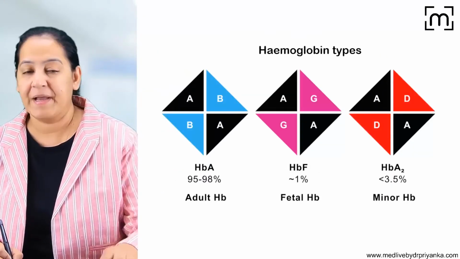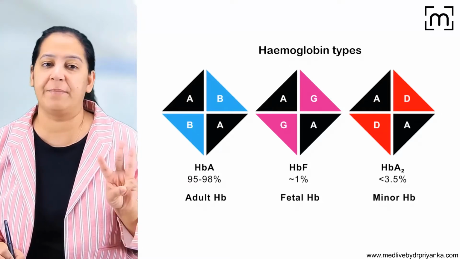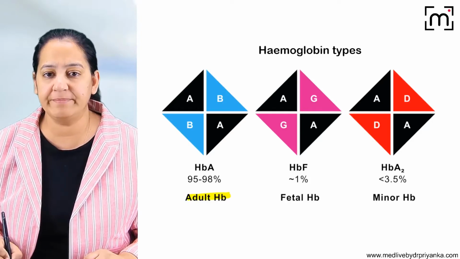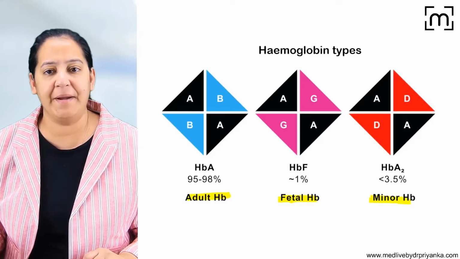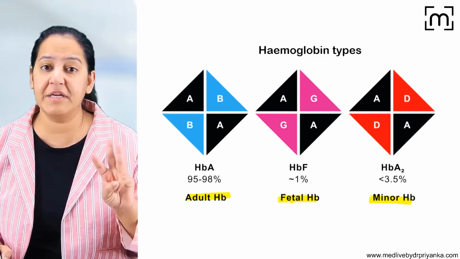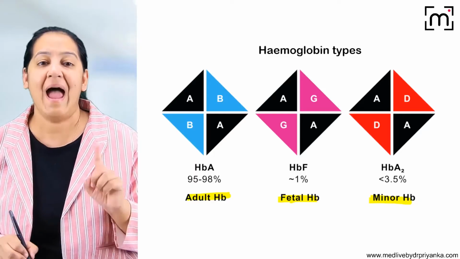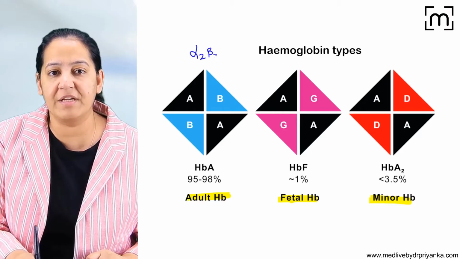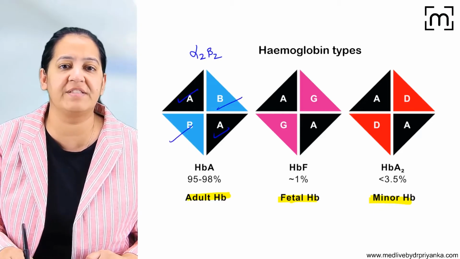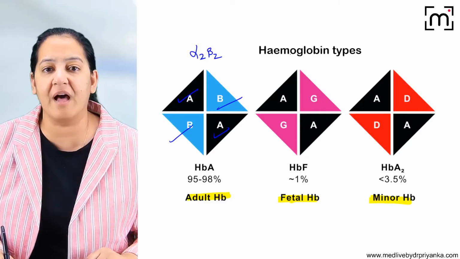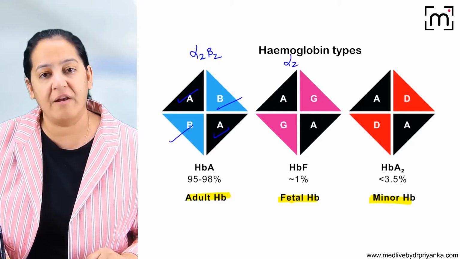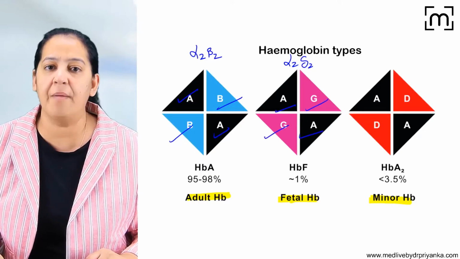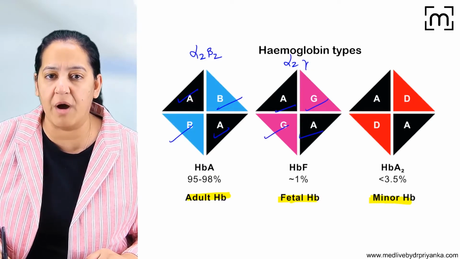So let's start it. Here you can see in humans, there are three types of hemoglobin. What are the three types of hemoglobin present in humans? Adult hemoglobin, fetal hemoglobin and minor hemoglobin. Adult hemoglobin, the formula is alpha 2 beta 2. Here you can see two alpha chains and two beta chains are there. The fetal hemoglobin is alpha 2 gamma 2. So two alpha and two gamma are present.